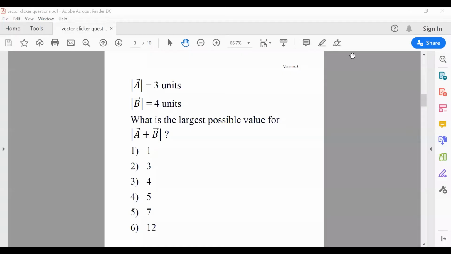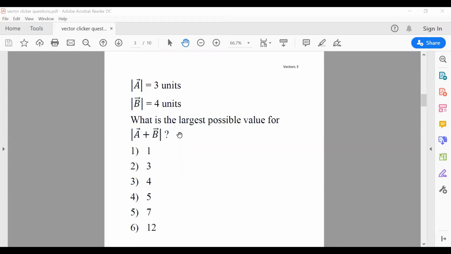This is question 3 from Vector Clicker Questions. The magnitude of vector A, that's its length, is 3 units. The magnitude of vector B is 4 units. What is the largest possible value that you can have for the resultant vector A plus B? You can think about it, pause the video until you have your answer, and then play it when you are ready to move on.